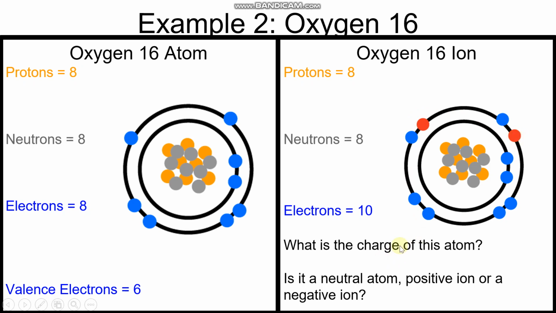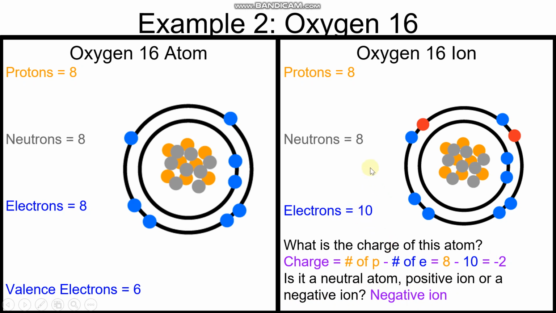What's the charge of this atom? Well, your charge is just your number of protons minus your number of electrons. So I think for this one, that's going to be 8 minus 10. 8 minus 10 is equal to negative 2. And so because this is a negative charge, this is going to be a negative ion.